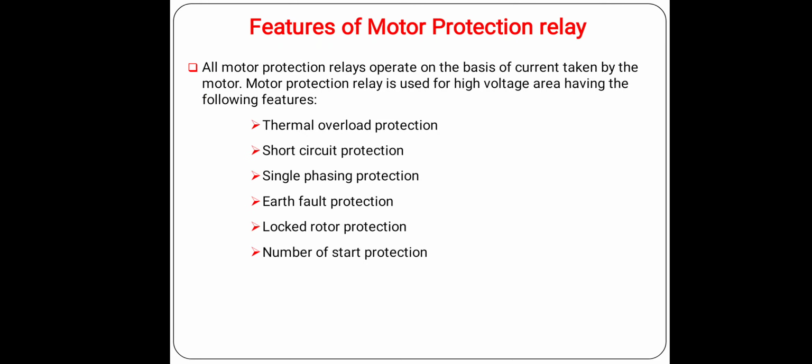Now next one is features of motor protection relay. When we use a protective scheme or protective relay, these are the features which must be present in the protection relay used for high voltage areas. The first feature is thermal overload protection, then short circuit protection, single phasing protection, earth fault protection, locked rotor protection, and number of start protection. These are some features which must be present in our protection relay which is used for motor protection.